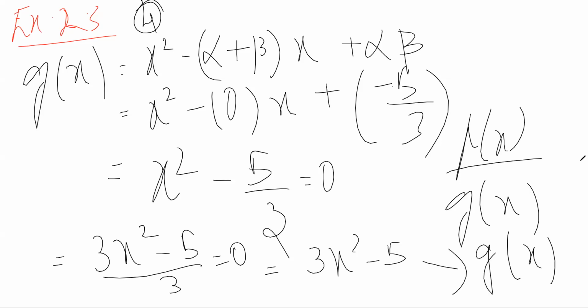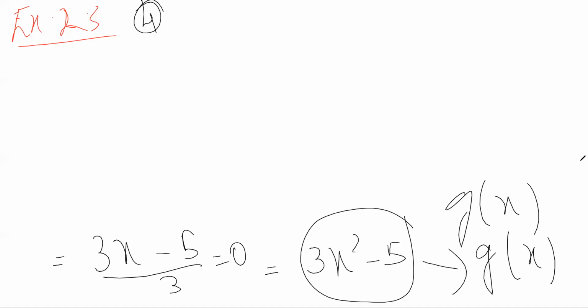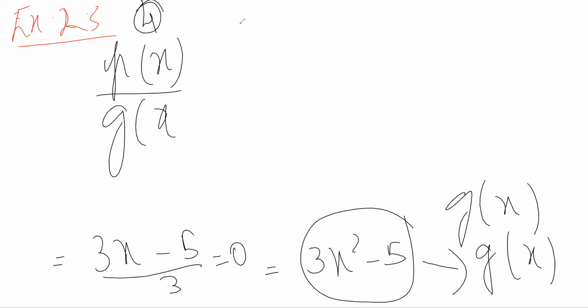So what you should do is, already p of x is given. Divide p of x with the g of x. What we have found is 3x square minus 5. You should divide by it, and after dividing, you get a quotient. So after dividing p of x with g of x, you'll have a quotient, q of x.